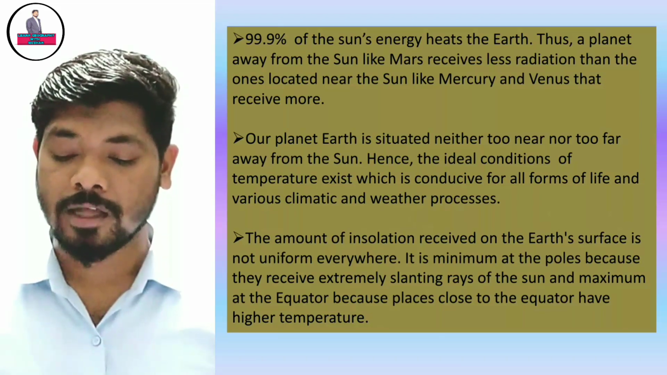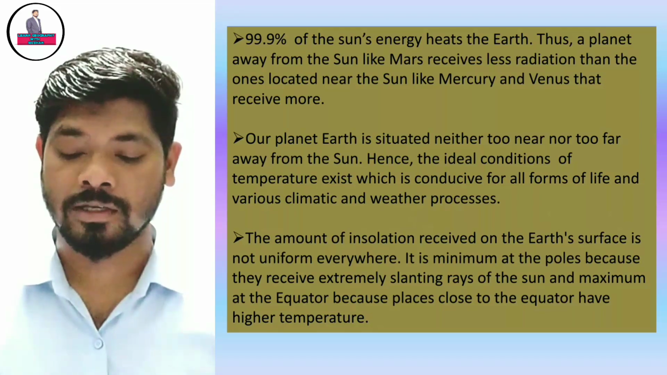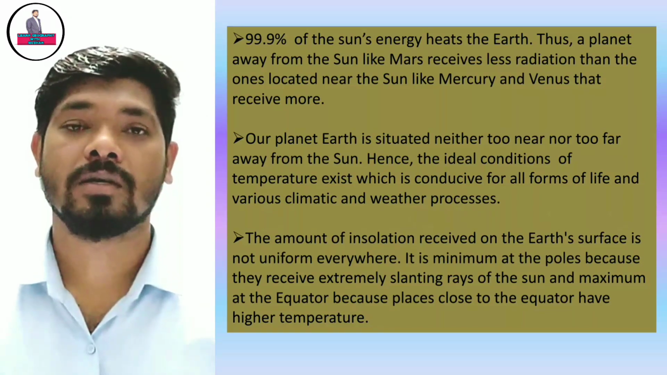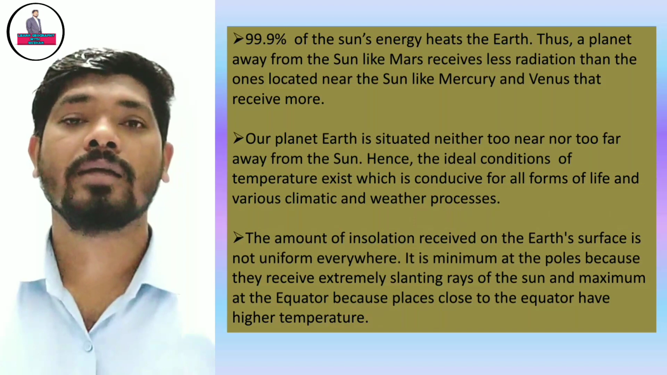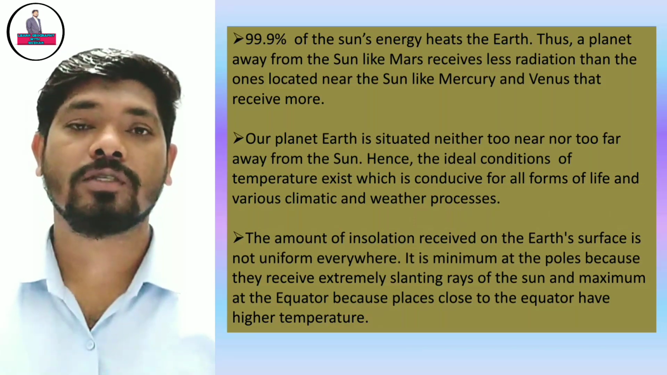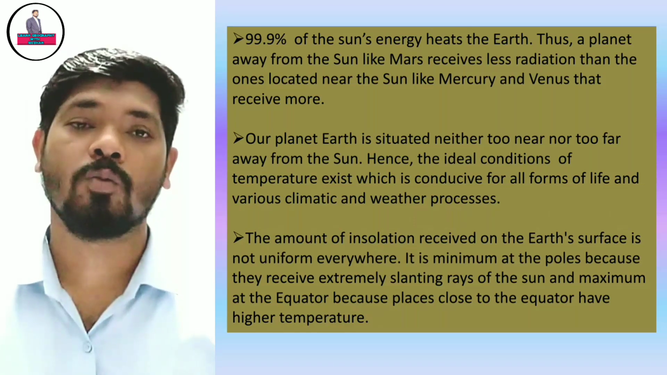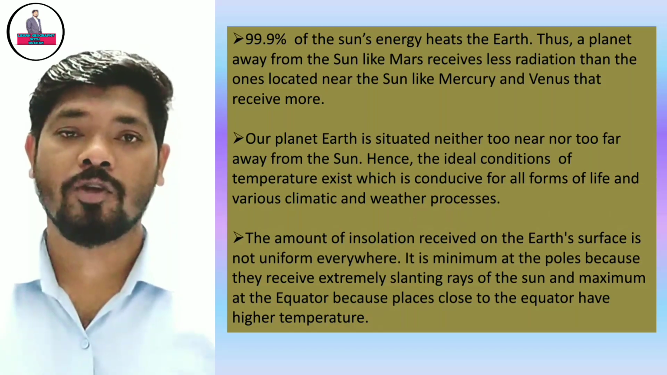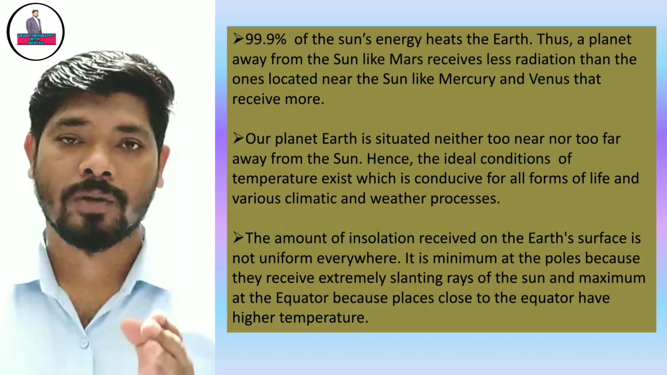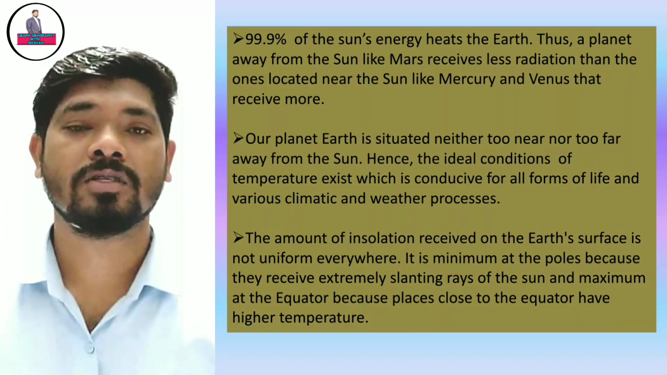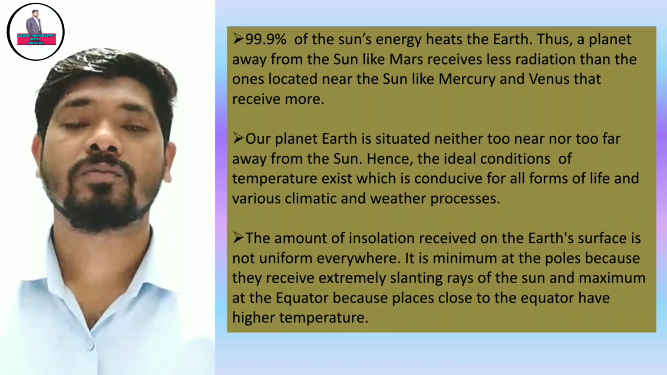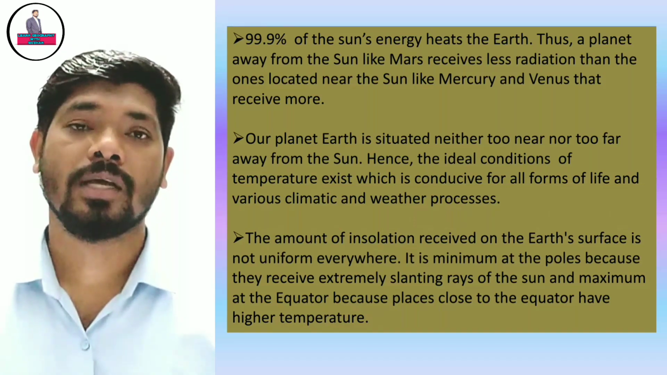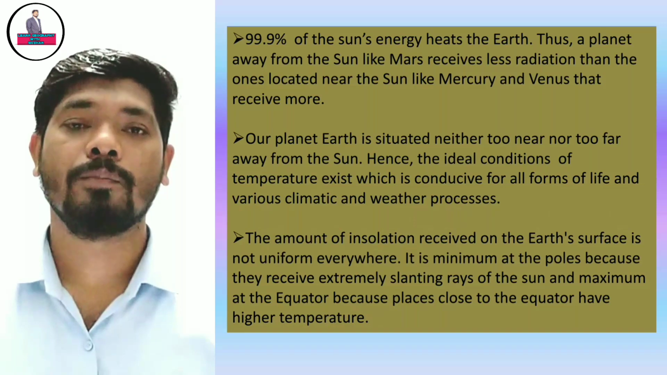99.9% of the sun's energy hits the Earth. Thus, a planet away from the sun will receive fewer rays of the sun, and the planets which are closer to the sun will have more heat. It's like Mars, which is further away beyond Earth, receives less radiation, and other planets like Mercury and Venus, which are closer to the sun, receive more sunlight.